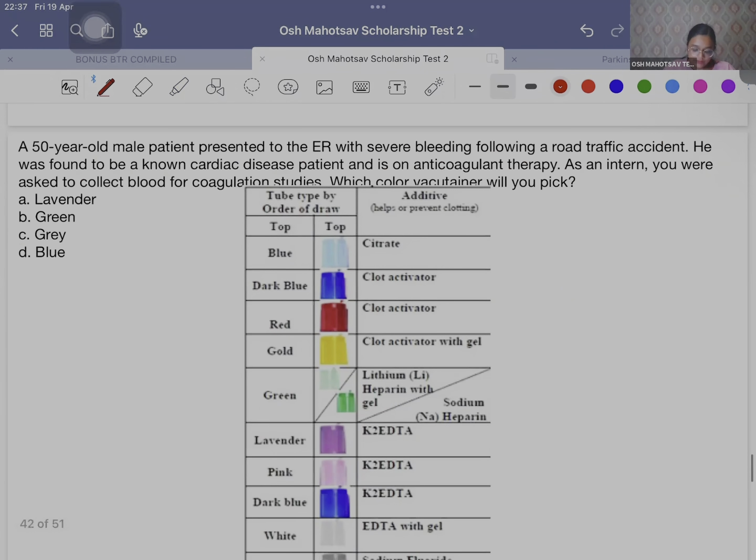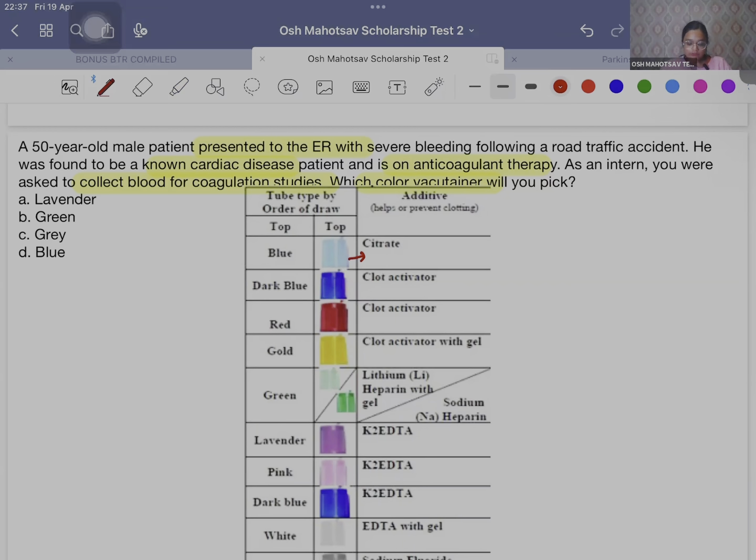Next is a 50-year-old male presented to the ER with severe bleeding in a road traffic accident. He is found to have a known cardiac disease on anticoagulation therapy, and as an intern you are asked to collect blood for coagulation studies. Which vacutainer will you use? We have multiple types of colored vacutainers, so you have to remember their colors with their additives.